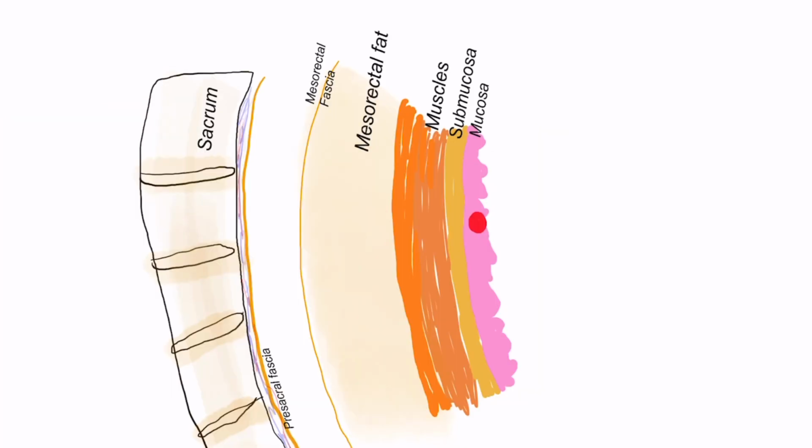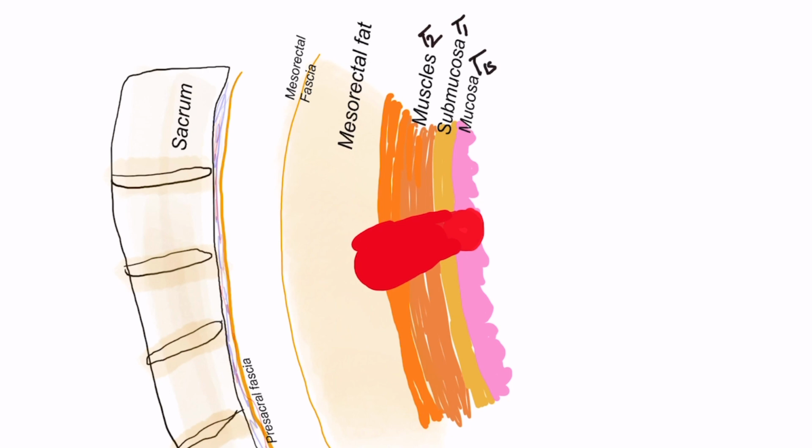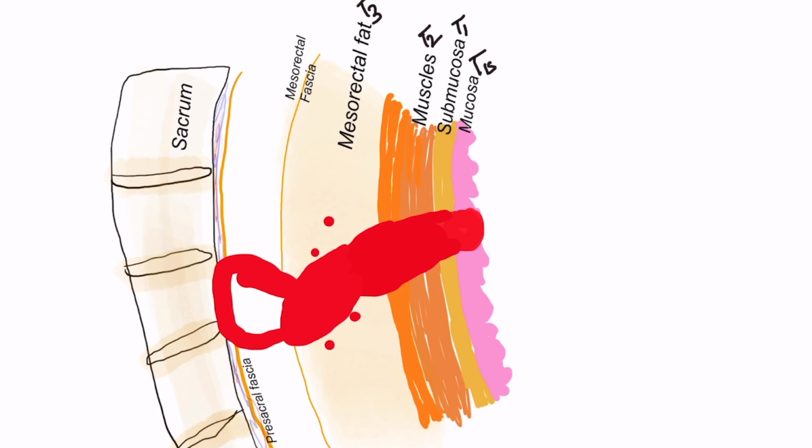Tumor grows into submucosa, and this is T1 stage. Involvement of muscularis propria is T2. Involvement of mesorectal fat without penetration of mesorectal fascia is T3. T4 is penetration of mesorectal fascia and/or involvement of adjacent organs.